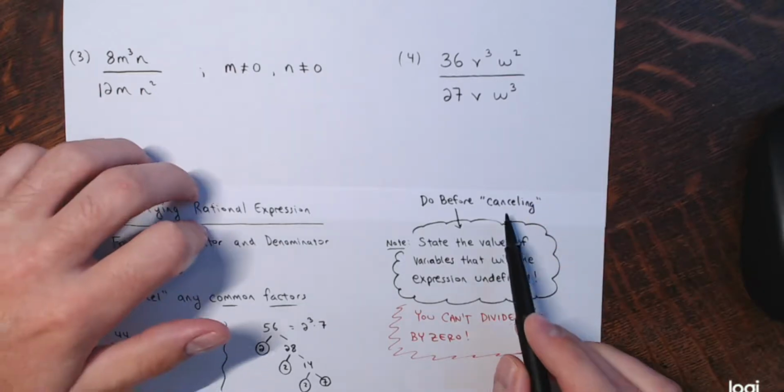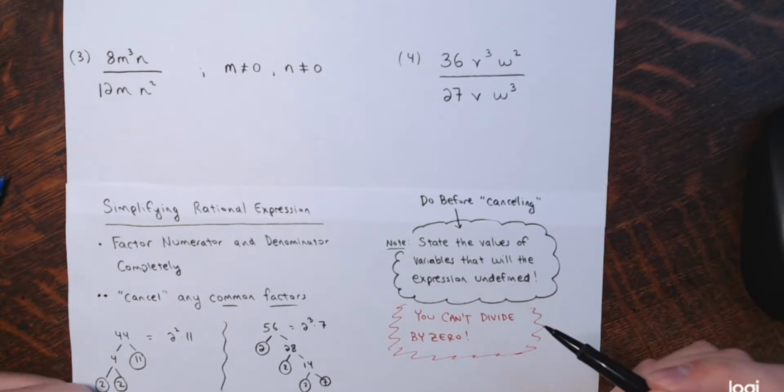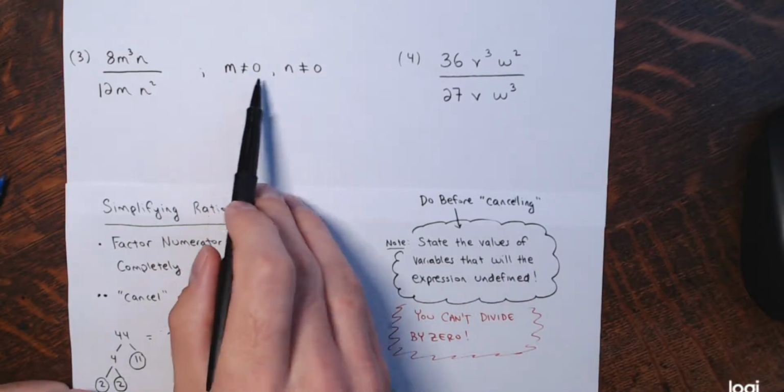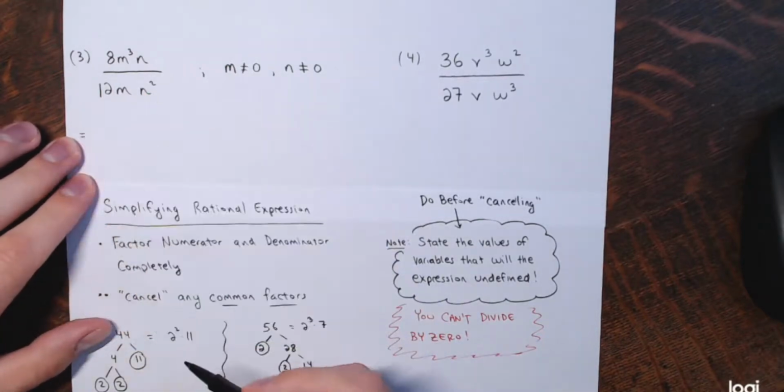Do that before canceling. Right? 1L, 2L's, whatever. Okay. Alright, so just keeping this in mind, now I'll go through and do the simplification.